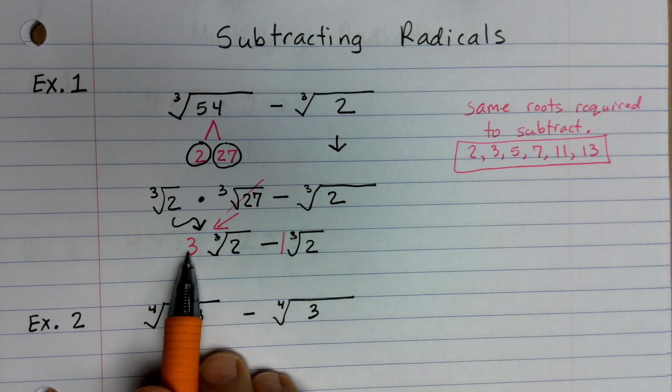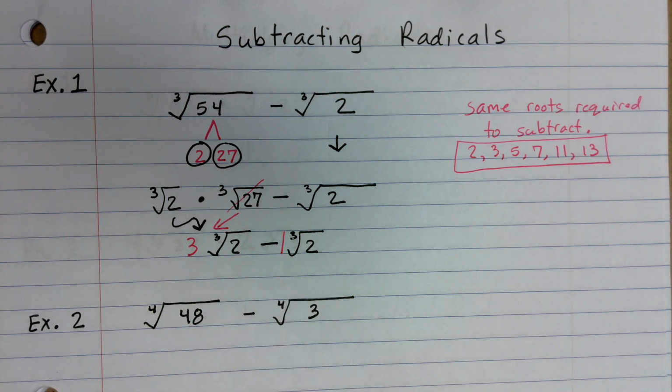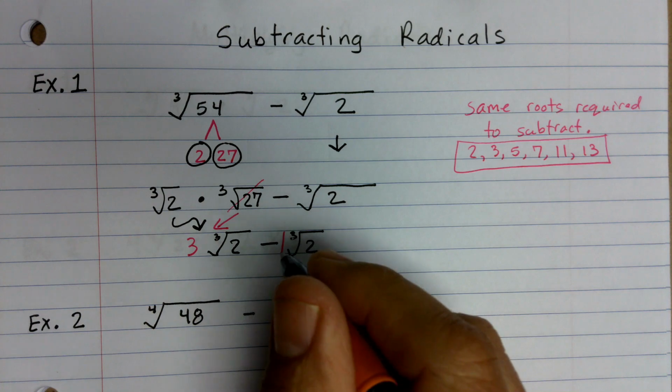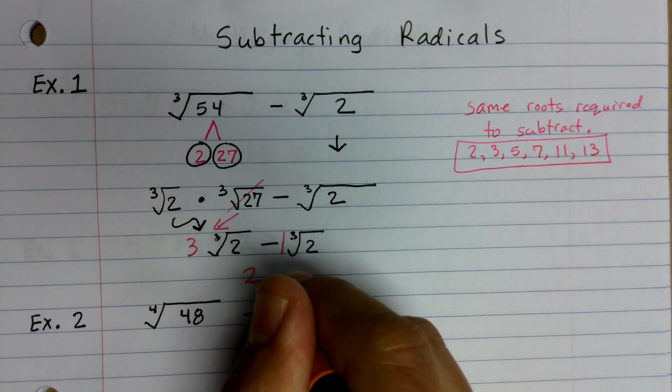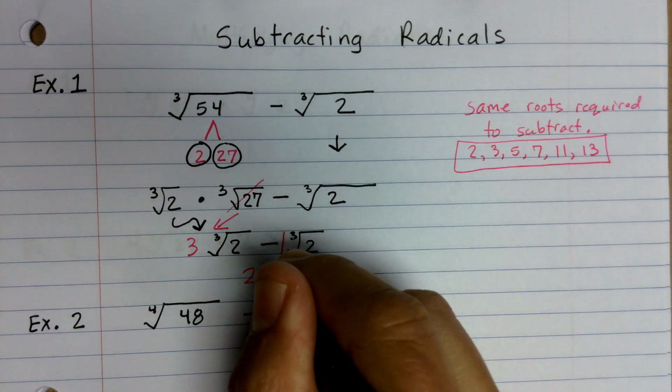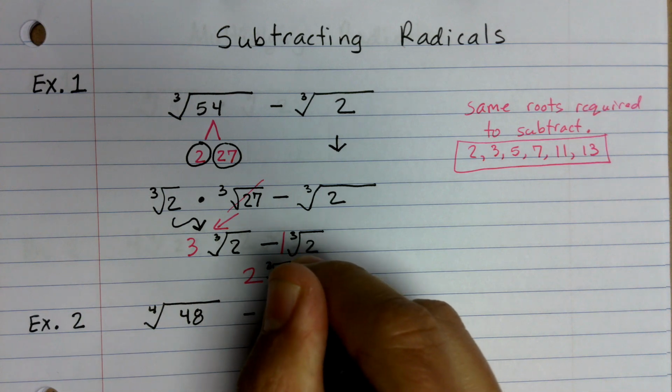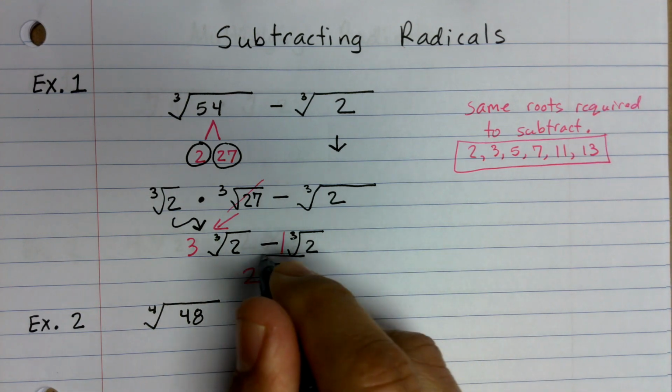So really this is like saying 3 minus 1. And 3 minus 1 simply gives me 2. So my final answer is 2 cube root of 2.